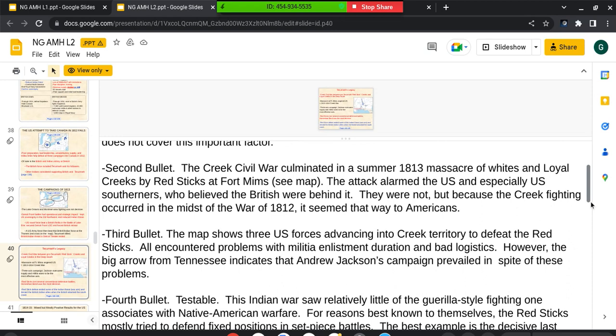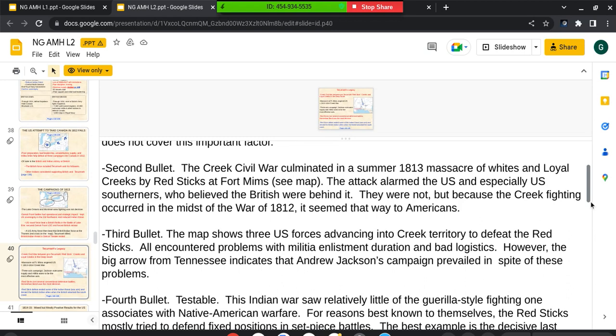The third bullet, the map shows 3 U.S. forces advancing into Creek territory to defeat the Red Sticks. They all encountered problems with militia enlistment, duration, and bad logistics. However, the big error from Tennessee indicates that Andrew Jackson's campaign prevailed in spite of these problems.